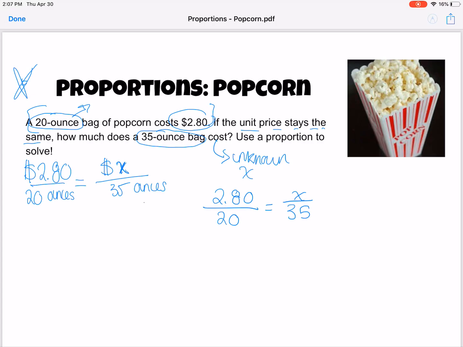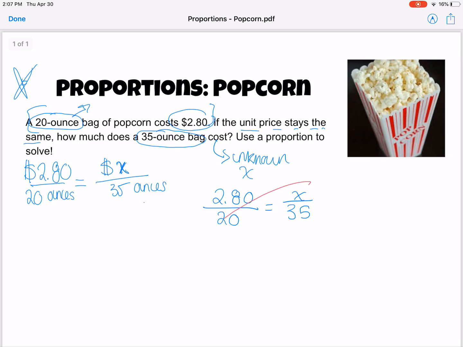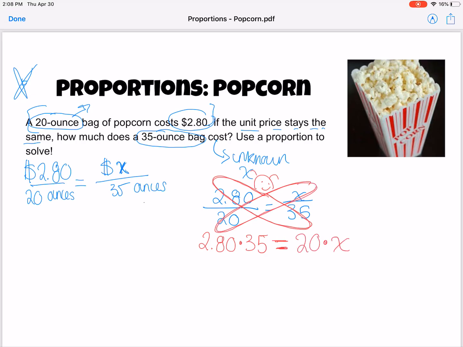All right, now I have this proportion written. I'm going to solve it using our cross-multiply butterfly. So remember, I get both of the wings in there and I multiply the wings. So I'm multiplying these two that are circled together. So it's going to be 2.80 times 35, and that's going to go on the left side. In the middle, I have an equal sign. Remember, this needs to be set equal. And then on my right side, I'm going to multiply these two wings, which is 20 times X.